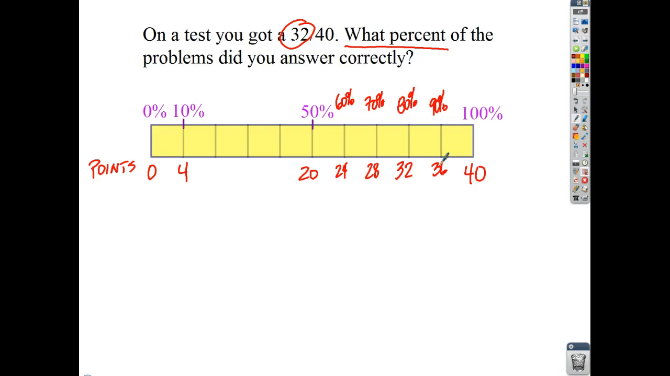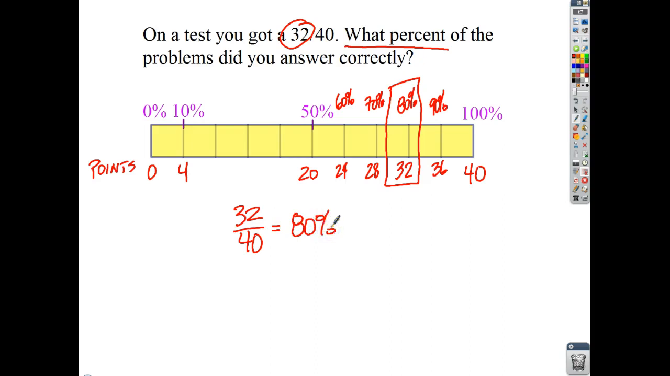If we were to write an equation here, we'd say for every 10%, it's going up 4. So 70%, that's 7 times 4, which is 28. So we figured out that 32 points, a 32 out of 40, not 34, 32 out of 40 is equivalent to 80%.